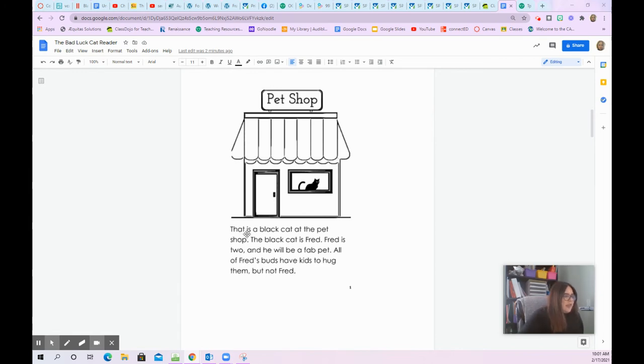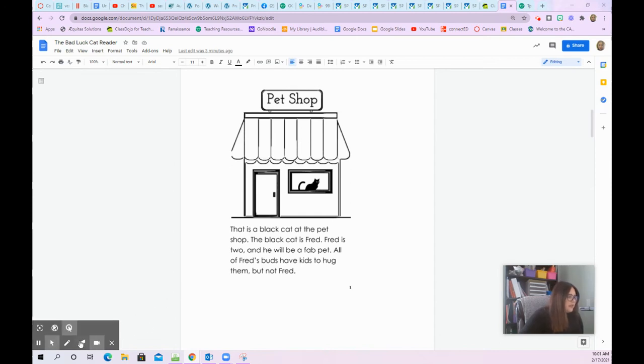It says, "That is a black cat at the pet shop. The black cat is Fred. Fred is two, and he will be a fab pet. All of Fred's buds have kids to hug them, but not Fred."